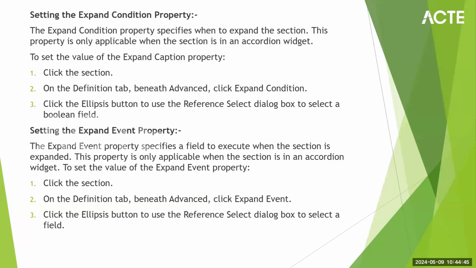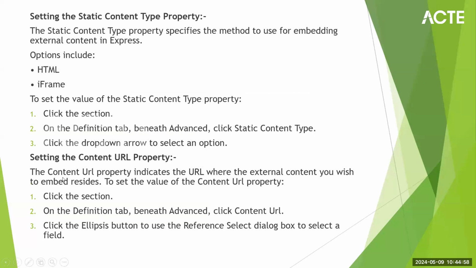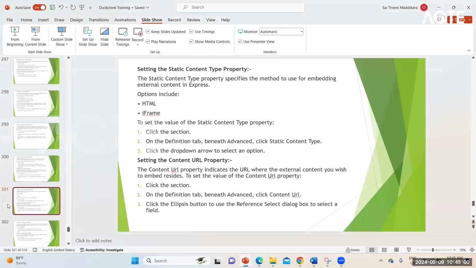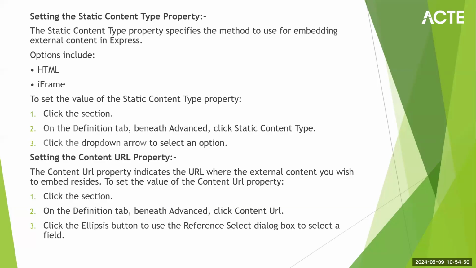Click on the action section, on the definition tab, click on advanced and click expand event, and in the flip button you can map the respective condition which is already created. Setting the static content type property. The static content type property specifies the method to use for external content in Express.